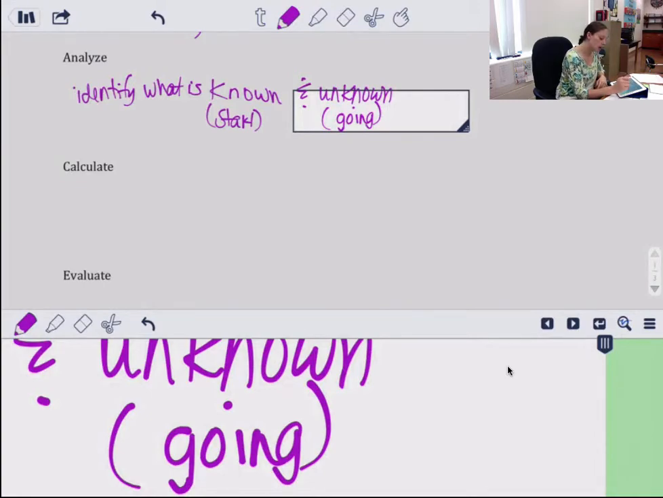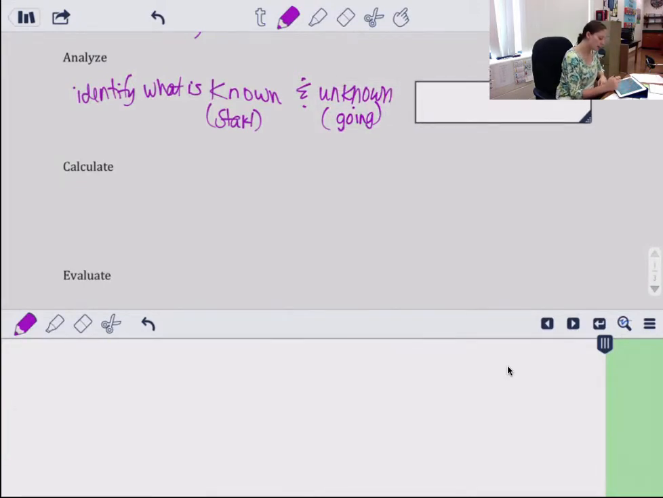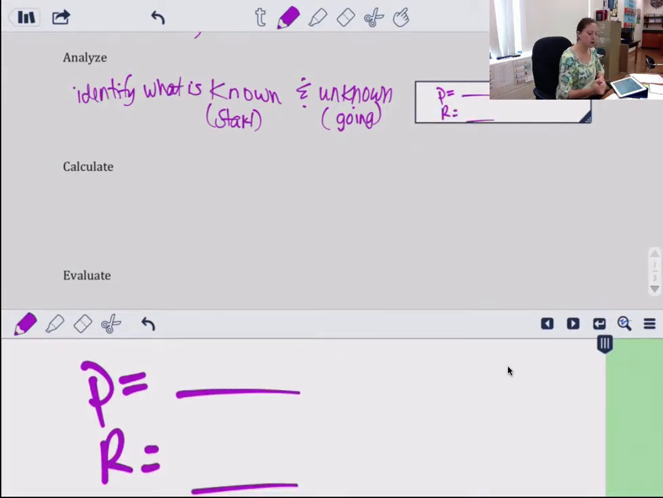Oftentimes you'll see in a problem that I'll write down P equals this, R equals that. I'll write down all the variables that I get, and then I'll often put, I'm looking for letter V, or I'm looking for time, or T, or something. You need to know where you're starting and where you're going. It's really important. And then you have to make a plan for getting from one space to the other.